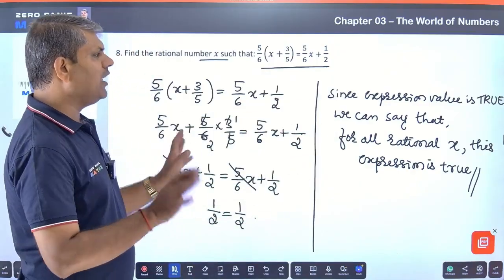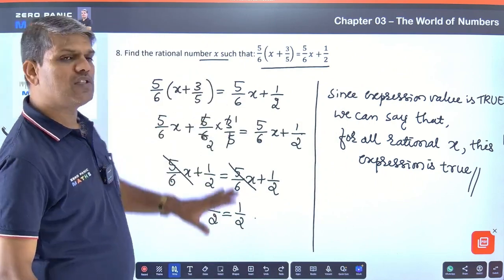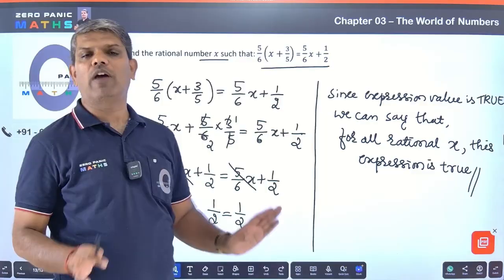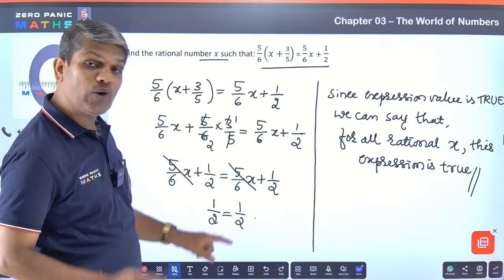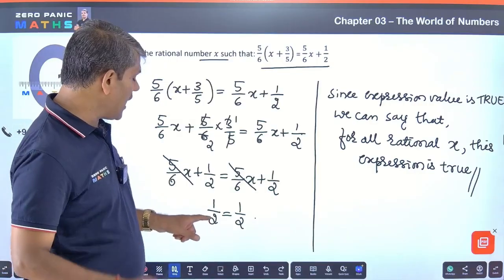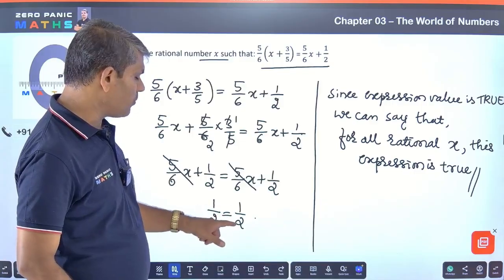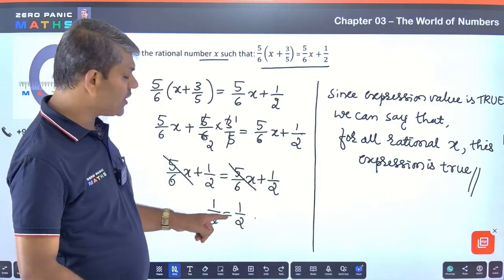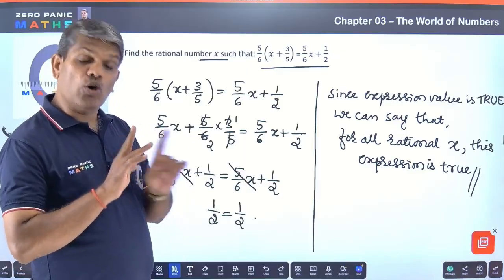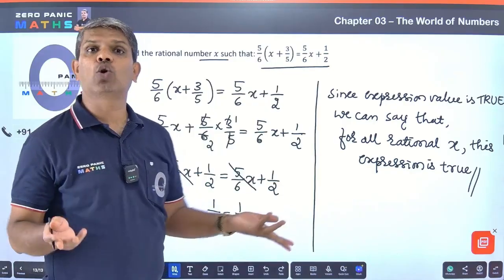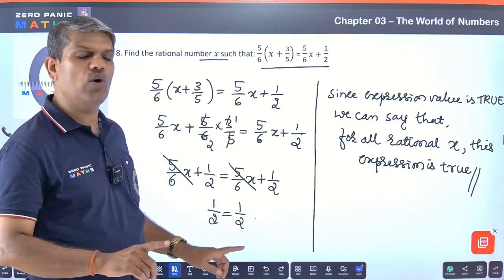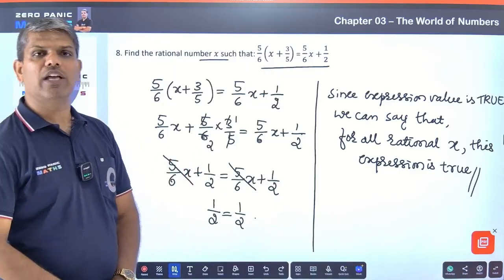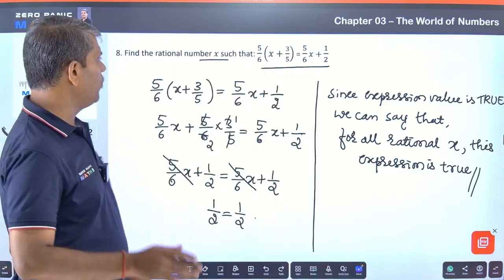So the final thing is, when you get such situations where you don't get the value of x specifically, you should say that it is for all values of x. If you don't get this as true, suppose that you get 1 by 2 is equal to minus 1 by 2 or any other value which is not mathematically true, if you get that as false, then you should say that for no value of x this equation can be true. Here, since the whole expression is true, you are saying that for all values of x, this expression is true. Okay, I have explained it more than sufficient now. Hope you understood this.